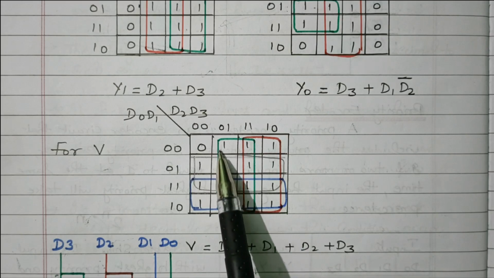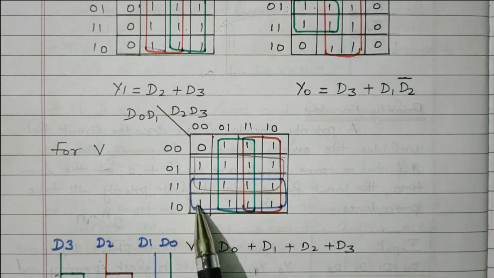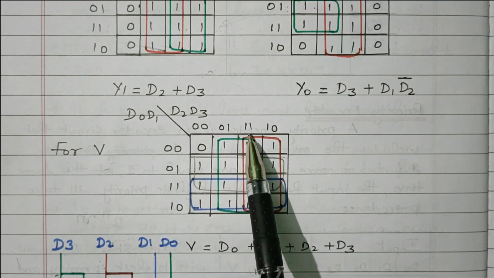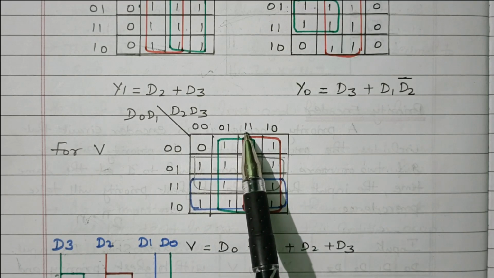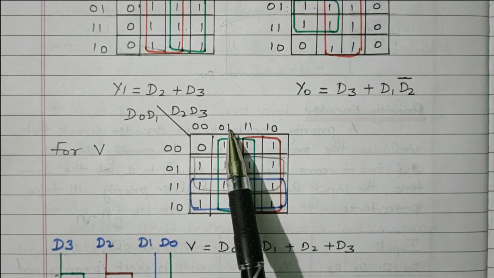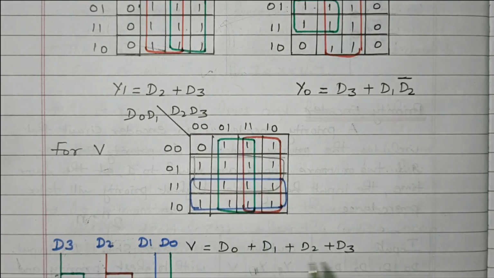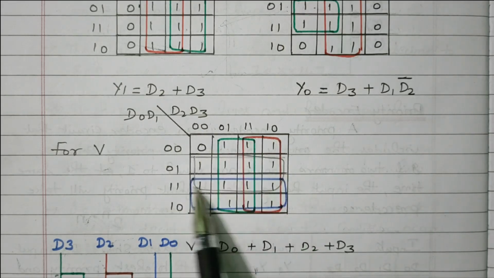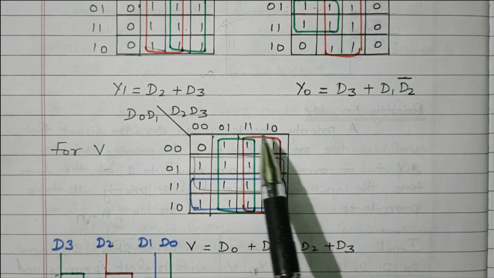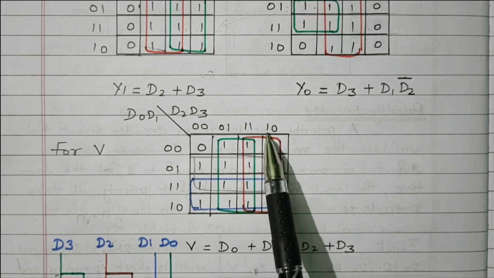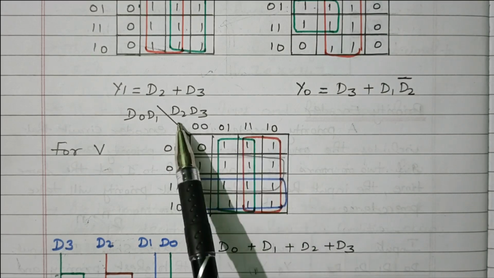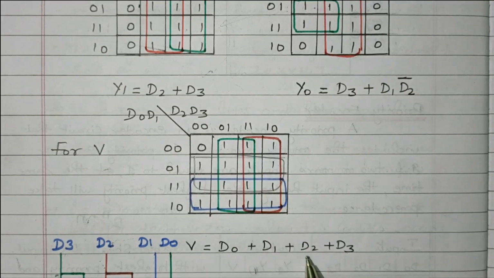We will verify one by one. First we will take the green color. This green color means corresponding rows are cancelled. You only have to refer to the second column and third column. 0, 1, 1, 1. This 0 and 1 will be cancelled. This 1 will be there. This 1 means D3. Now this red color. All rows will be cancelled. You have to refer to the third column and fourth column. 1, 1, 1, 0. So this 1 and 0 will be cancelled. Only this 1 is there. This 1 means D2. D2 is there.